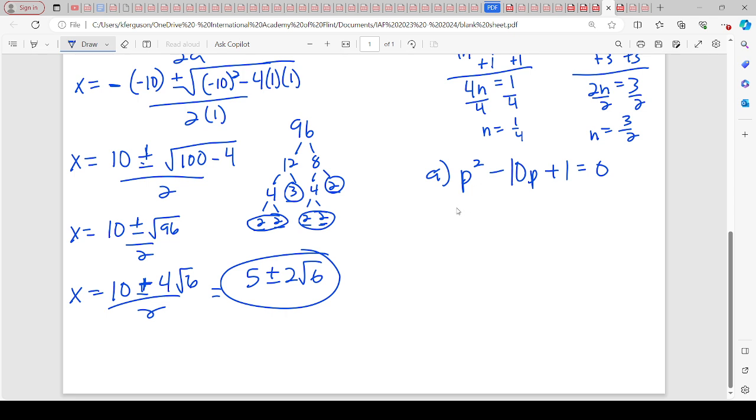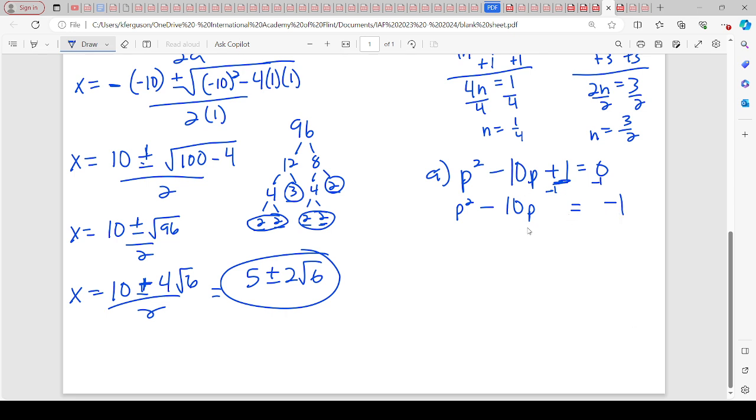I start out by getting rid of whatever this term is. So I'm going to subtract 1 from both sides. And I'm going to end up with p squared minus 10p equals negative 1.